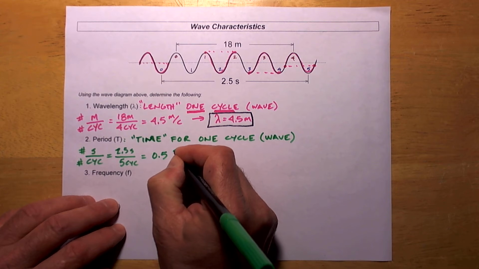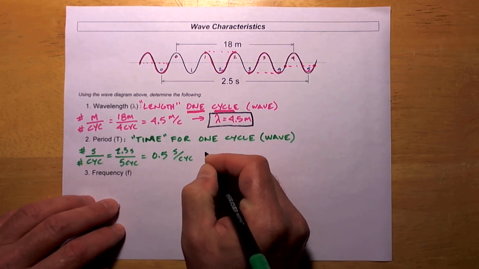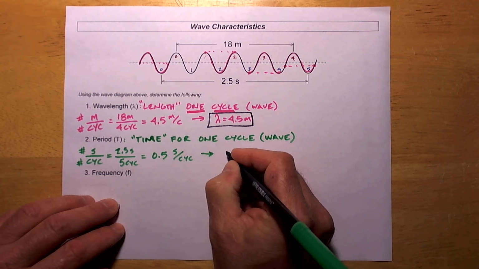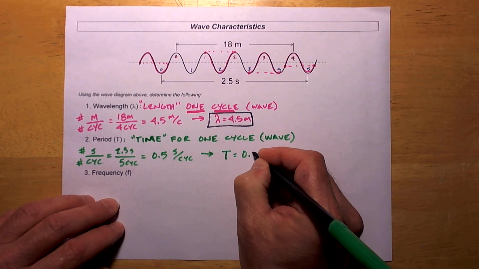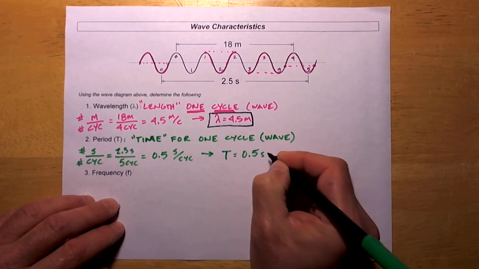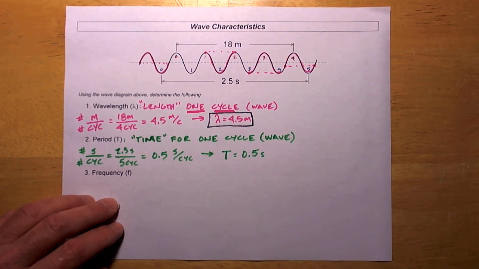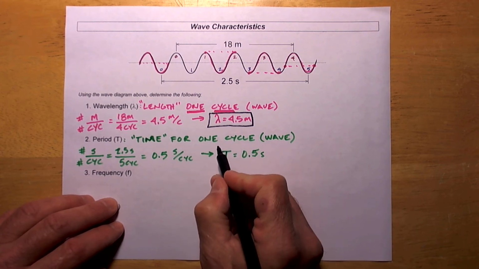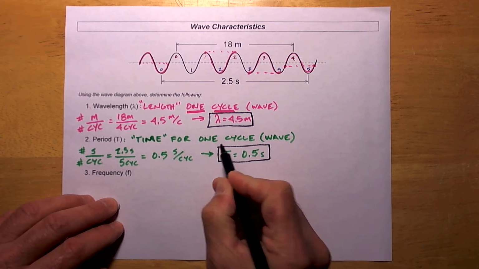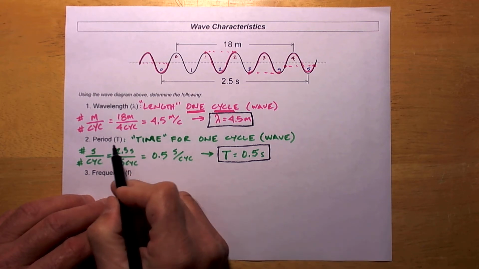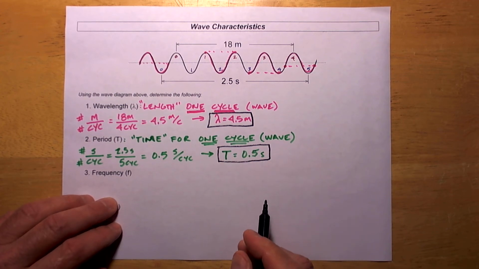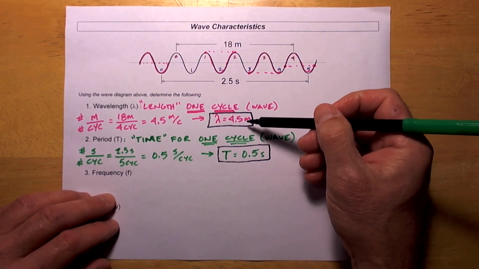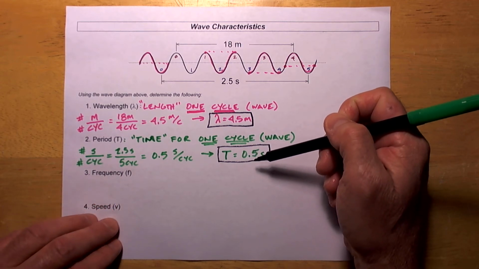0.5 seconds per cycle. So we can report now that T, capital T, because it's a special time, is equal to 0.5 seconds. Now, why didn't I say seconds per cycle? Because that's what it said over here. I didn't say seconds per cycle because I don't have to, because the period is the time for one and exactly one cycle. So we have a wave that has a lambda, or wavelength, of 4.5 and a T, or period, of 0.5 seconds.